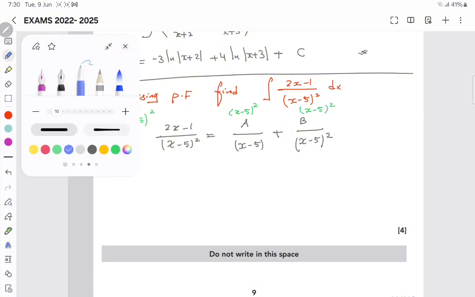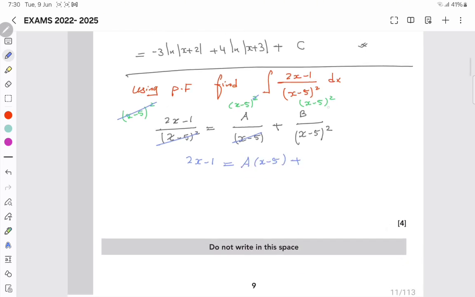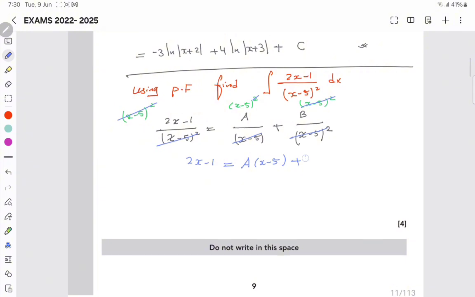Why? To state the most important identity. That is cancelled. We just do that to remove the denominators. So I got here 2x minus 1 is equal to, here the bracket is repeated 2 times, so the square cancels with the denominator. So I got a times x minus 5, plus anything divided by itself will be cancelled. So the remaining here is only b. Notice that here I have only 1 zero, at x equal 5.